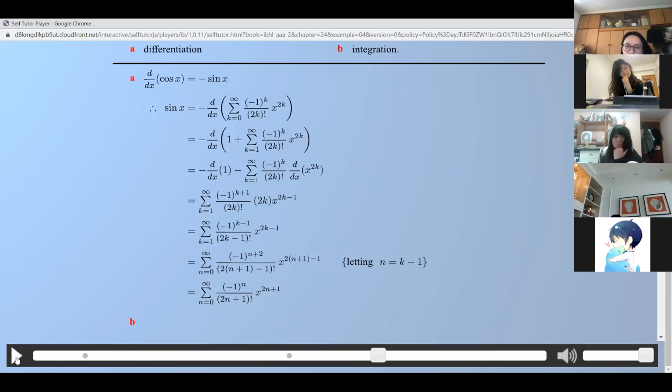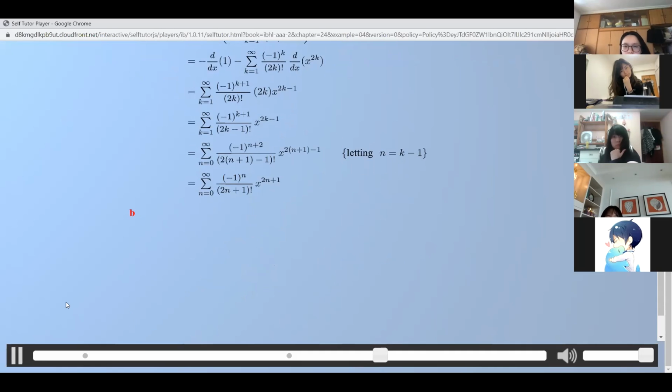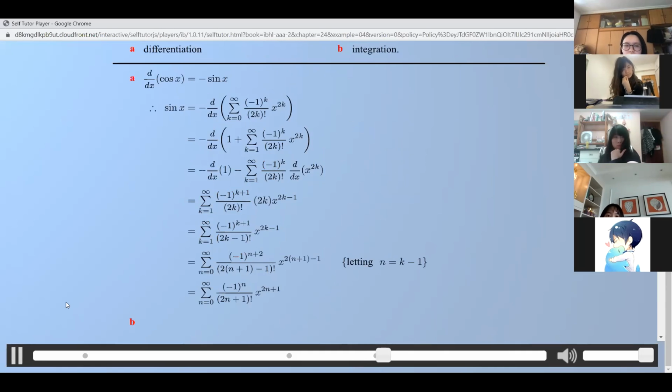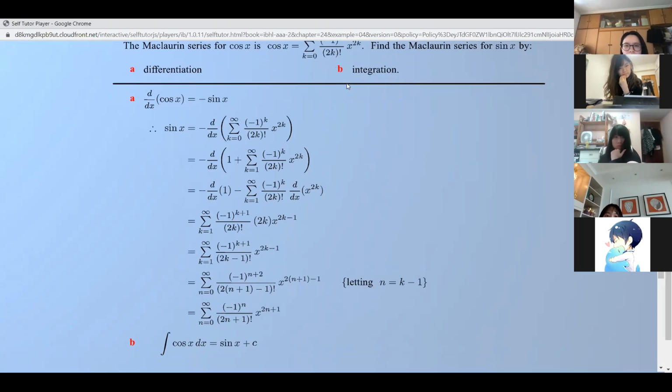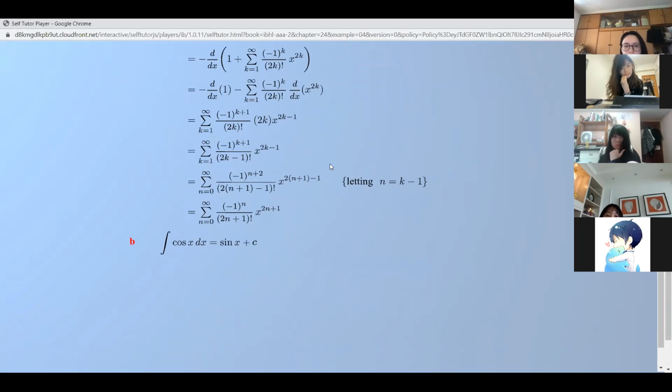Hello? Okay. We know that the antiderivative of cosine x is sine x. Now, if we just integrate cosine x, we need a constant of integration. We would then need to evaluate that constant using a known value of the function. For example, sine 0, which we know is 0.